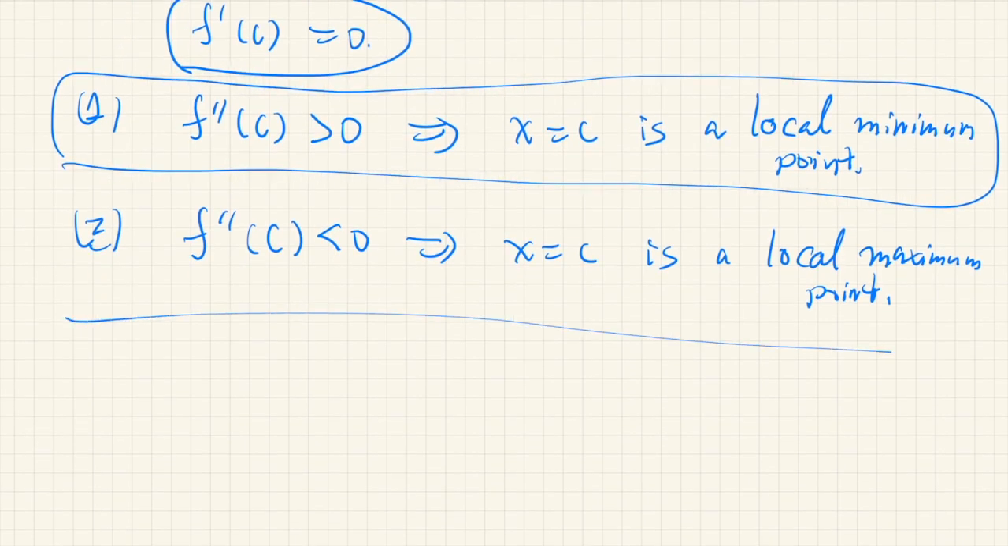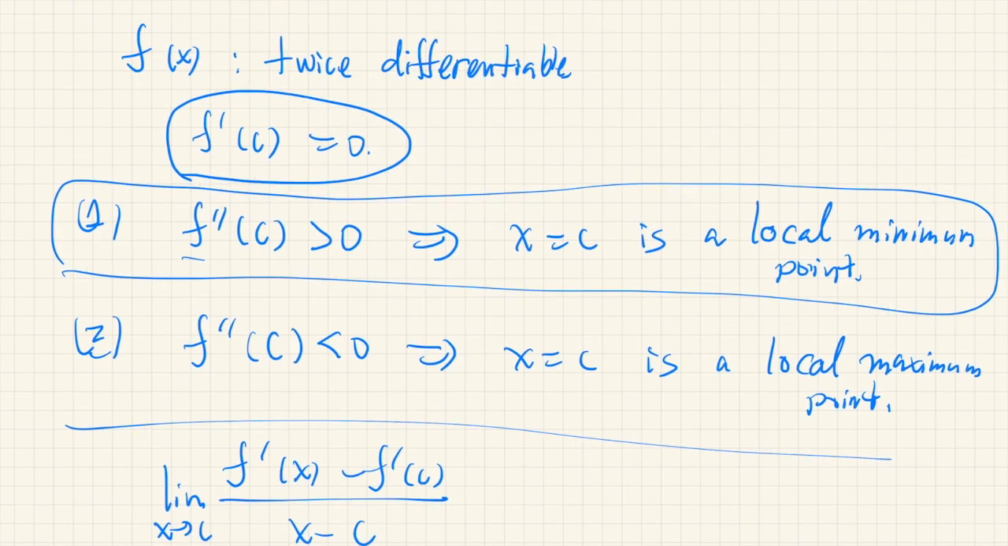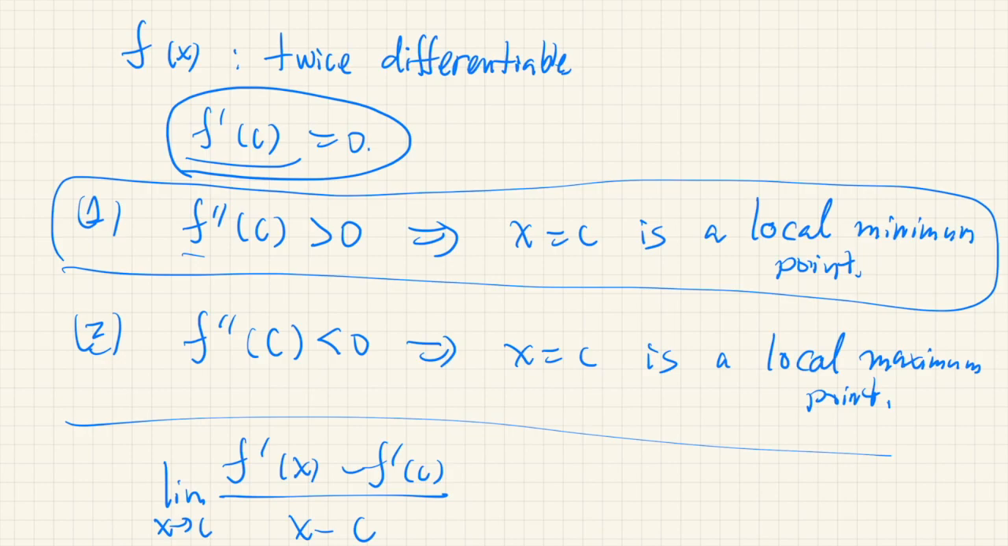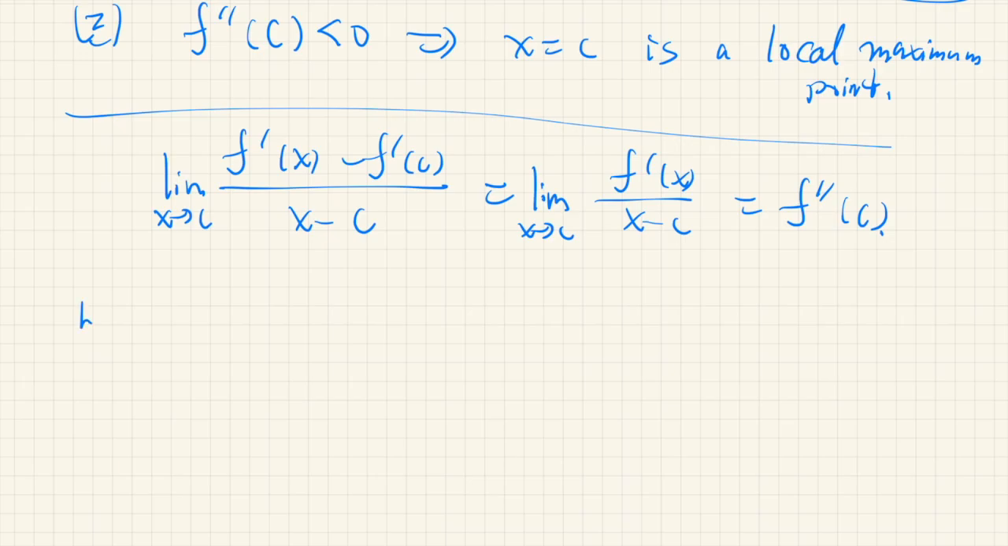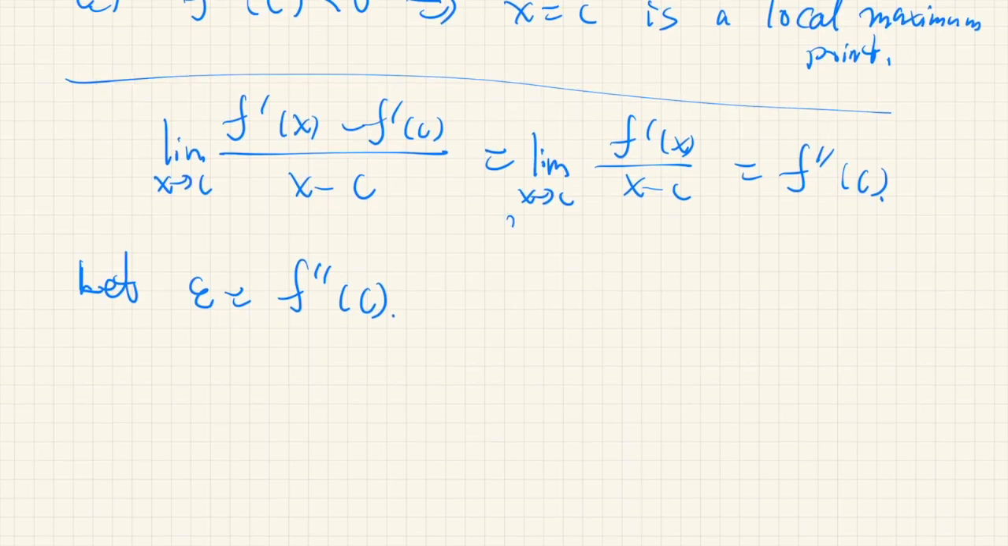And by definition of the second derivative, we have the limit as x going to c of f prime of x minus f prime of c over x minus c. So by assumption, f prime of c is 0. So this is equal to just f prime of x over x minus c, which is equal to f double prime of c. Now, let epsilon be this f double prime of c. And remember the definition of a limit. And so we have this limit.